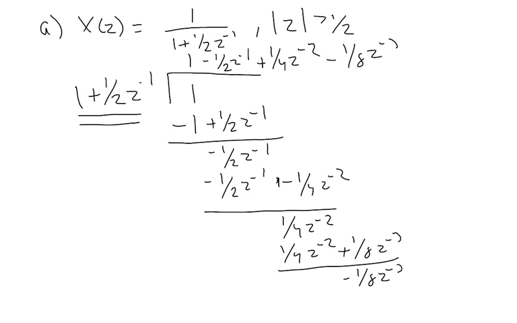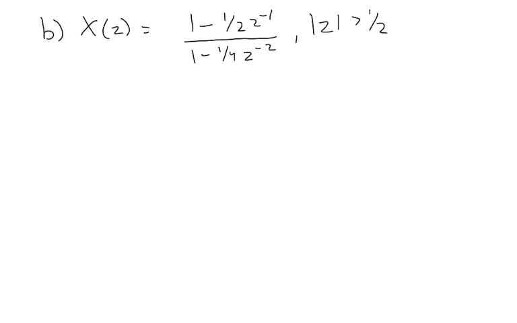So you notice there's a pattern where it increases by a factor of 1/2 z to the negative 1 and the sign alternates. So from this we can tell that our x of n is going to equal negative 1/2 in parentheses to the n, where the n causes our sign to alternate, times the unit step because it continues on forever. So that's the first one.